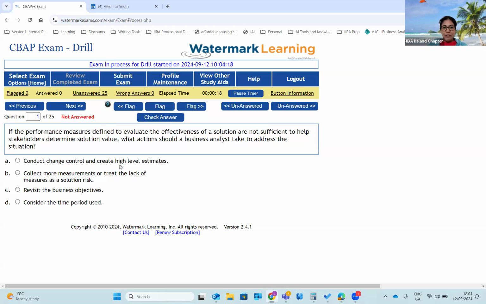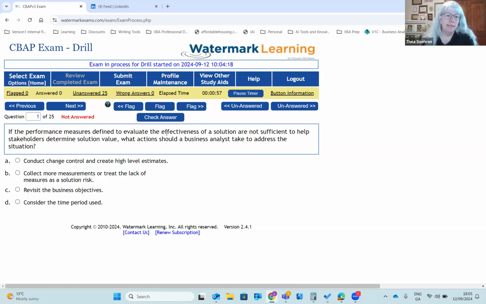Okay, first question. If the performance measures defined to evaluate the effectiveness of a solution are not sufficient to help stakeholders determine solution value, what actions should a business analyst take to address this situation? First, conduct change control and create high-level estimates. Collect more measures and treat the lack of measures as a solution risk. Revisit the business objectives. Consider the time period used. Which one do you think is the answer?